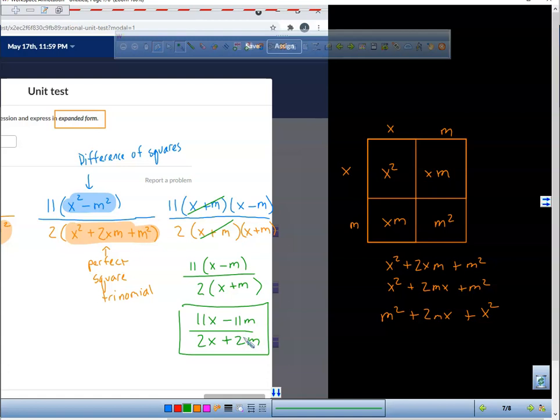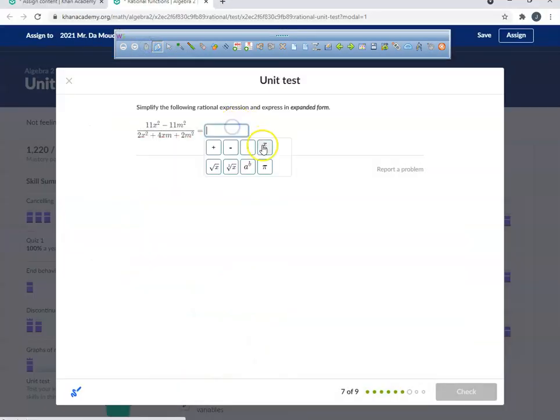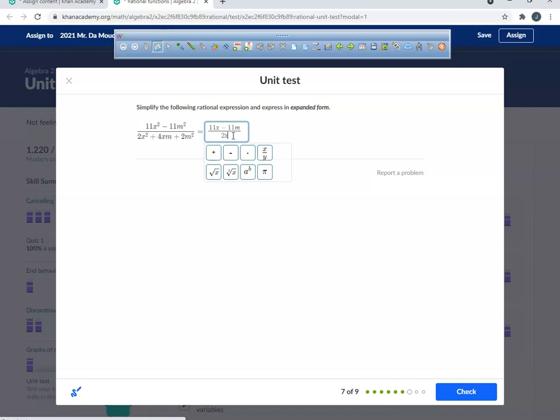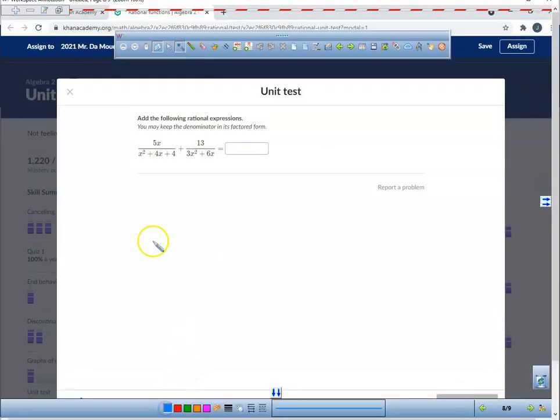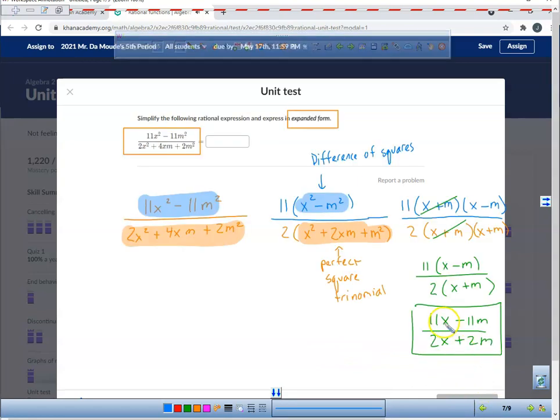All right, 11x minus 11m over 2x plus 2m. There's the fraction. 11x minus 11m over what? 2x plus 2m, like that. All right, here we go. 2 more to go and we done. Oh, the last answer was 11x minus 11m over 2x plus 2m.